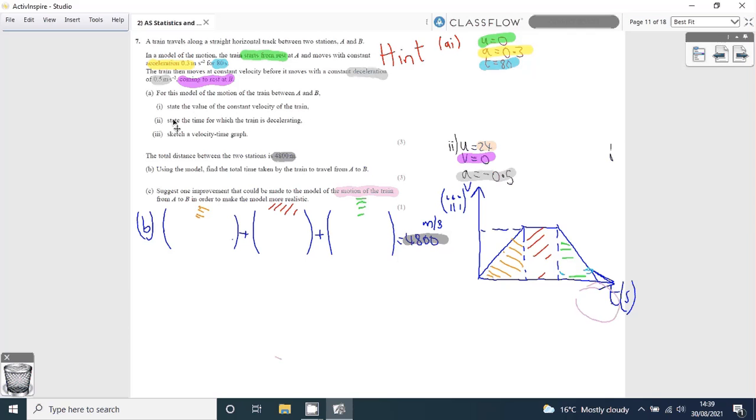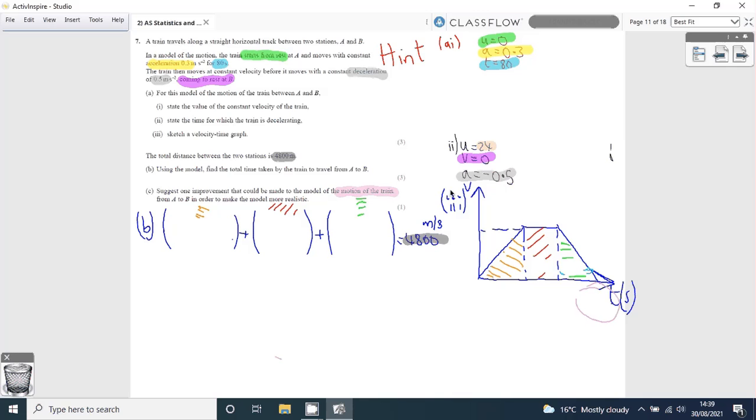Now for part (a)(ii), state the time for which the train is decelerating. Well, our initial speed is 24. Our final speed is going to be 0, and we're decelerating, so our acceleration is negative 0.5. So substitute into the appropriate SUVAT equation to work out what t is.